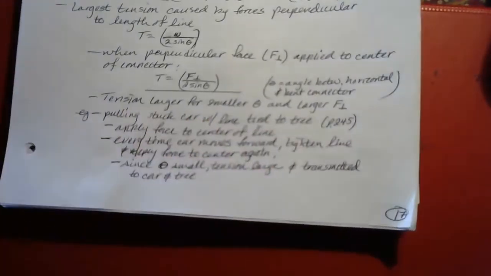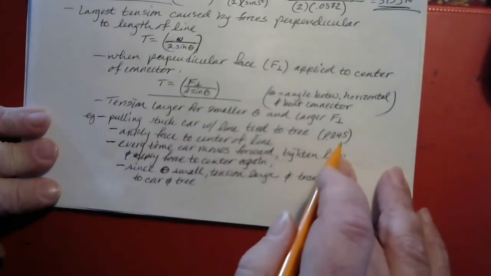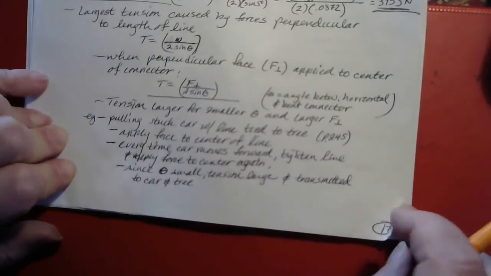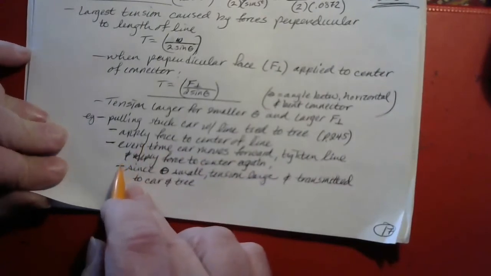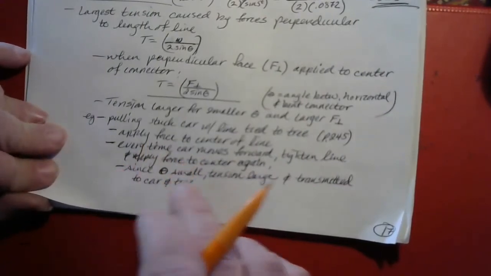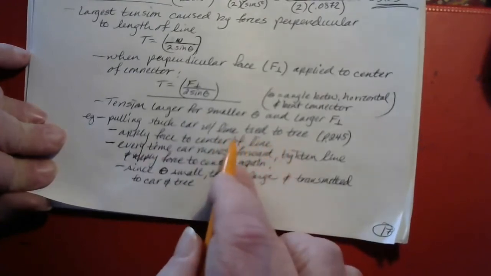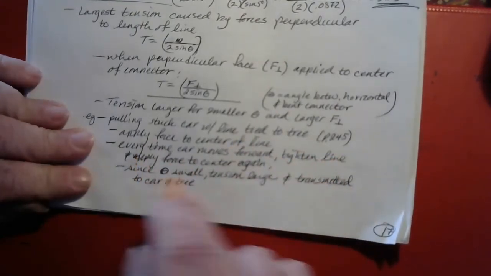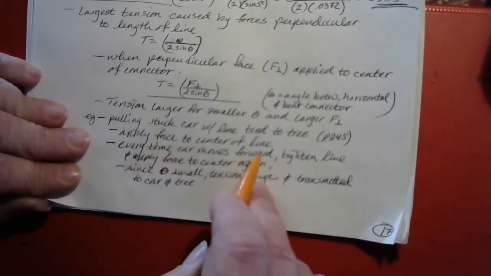Another example could be pulling a stuck car with a line tied to a tree. That's on page 245. You can see the diagram there. They've drawn the car much more prettily than I can. But anyway, you've got a car that's stuck in the mud, and you've attached a line to, say, the towing hook on the front of the car, and you've attached the other end of it to a very sturdy tree that's 3 meters away, and you're going to try to move the car by applying force to the center of the line.